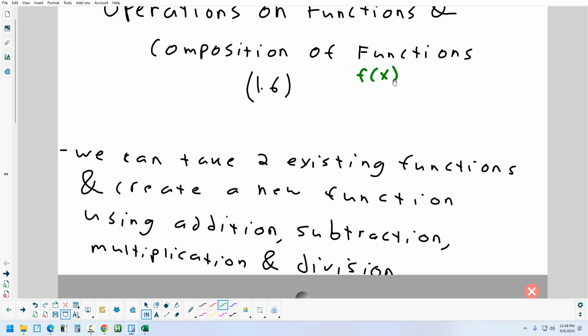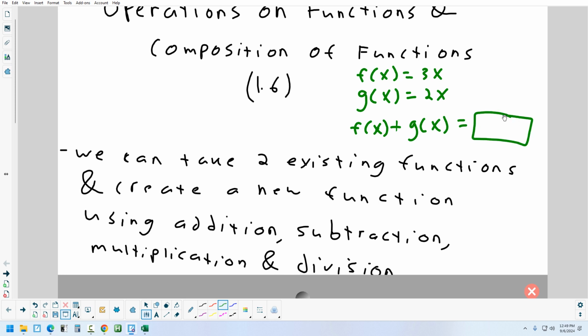Let's say we had this function. F of x equals 3x. And we had g of x equals 2x. And I said to you, I want you to create a new function from those two by adding them together. So I would write that down like this. And then I would ask you what that would be. What do you think the function would be here if you added f of x and g of x together? 5x. 5x, yeah. So what we did is we just created a new function by adding the two that we had together.